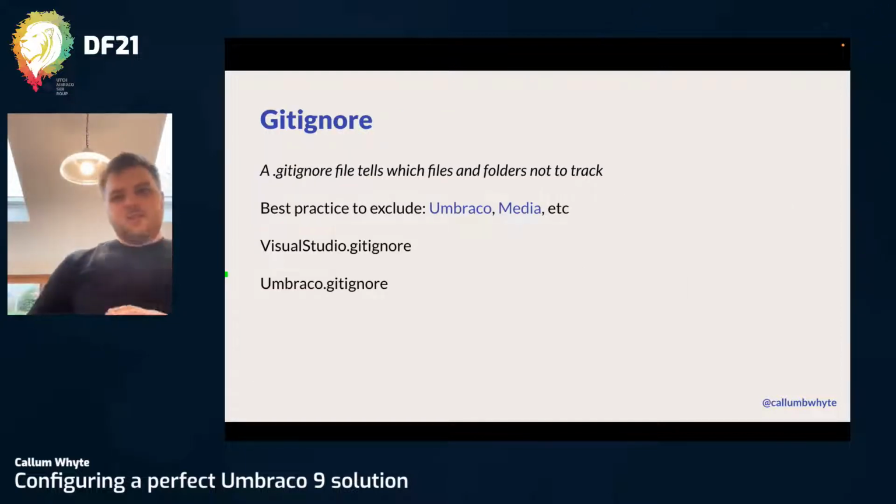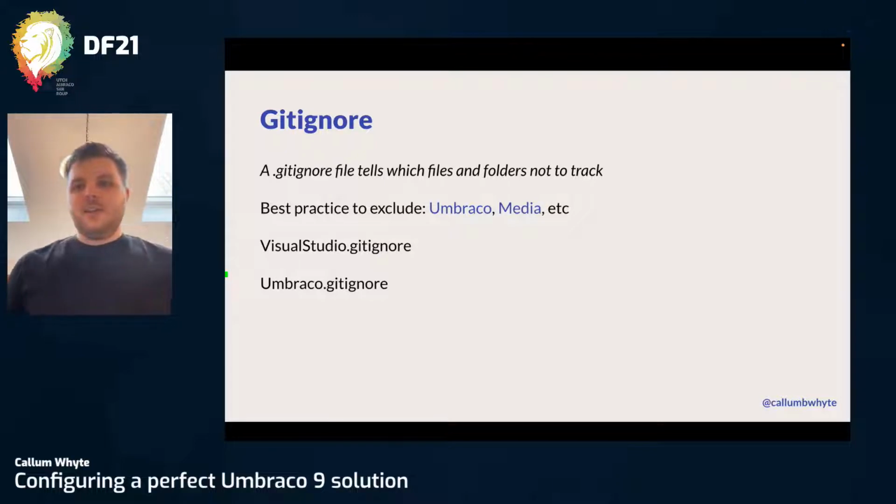Now, another thing that's really essential: we use Git heavily. We're working in a team. We want to track all of the changes that we make, and we also want to make sure we're not tracking all the stuff we don't want to track. The bin folder, all of the temp files. A git ignore file is a way that we can say to Git, please don't track these files.